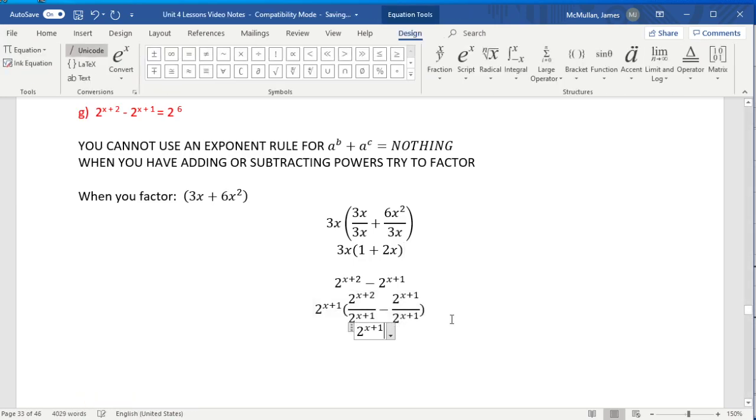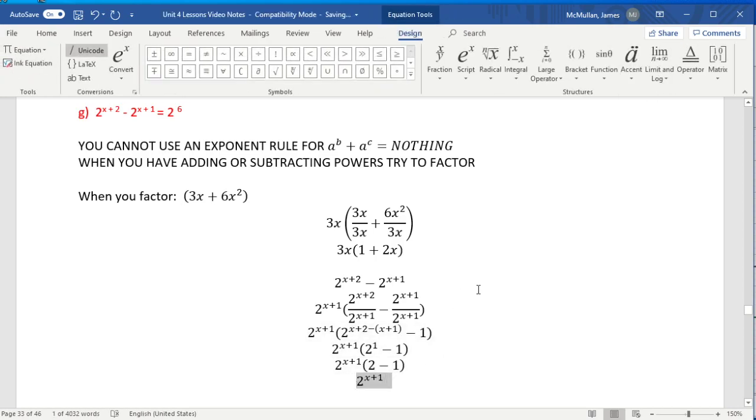On the outside, I get 2 to the x plus 1. That's easy. What's left over inside the bracket, though? Well, if you subtract these, you get x plus 2 take away x plus 1. And on the other side, of course, you just get 1, because 2 to the x plus 1 over itself, you just divide through and you get 1. So let's do the subtraction. 2 to the power of x plus 2 take away x plus 1. x take away x is 0. 2 take away 1 is 1. So you actually get 2 to the power of x plus 1 times 2 take away 1, which all simplifies to 2 to the power of x plus 1 by itself.